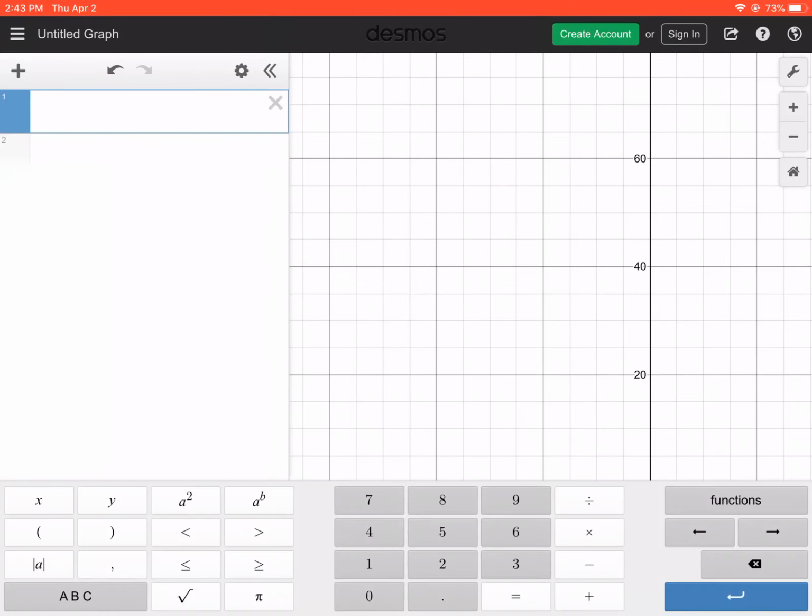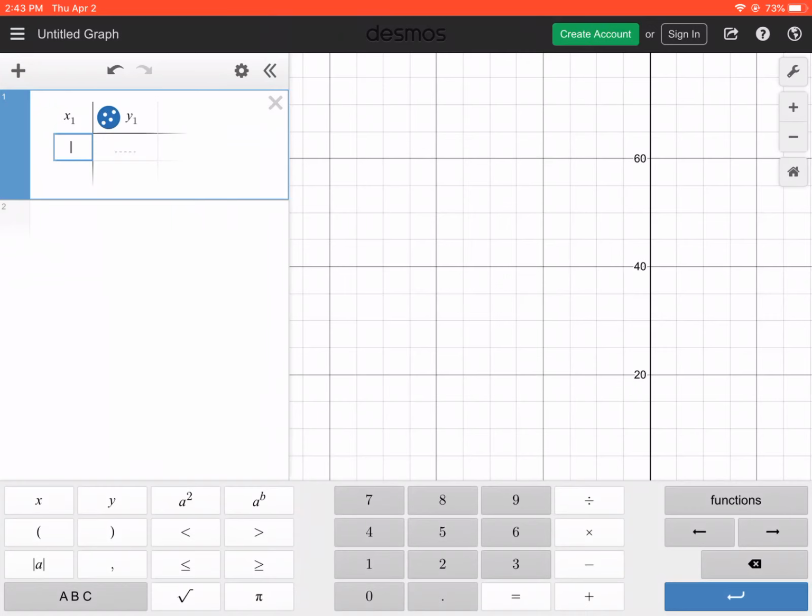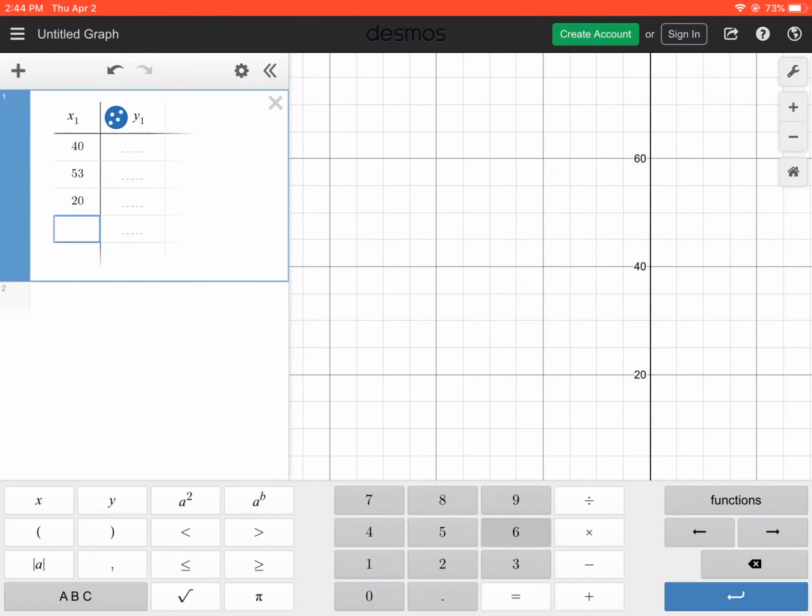Okay, so we want to add a table in here. And our number of words is our X. So we have 40, and then 53, 20, 65, 35. Actually, that's not 55, that's a 35.